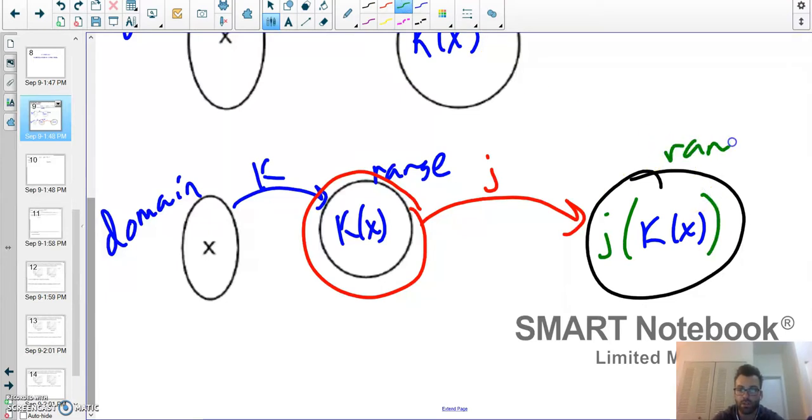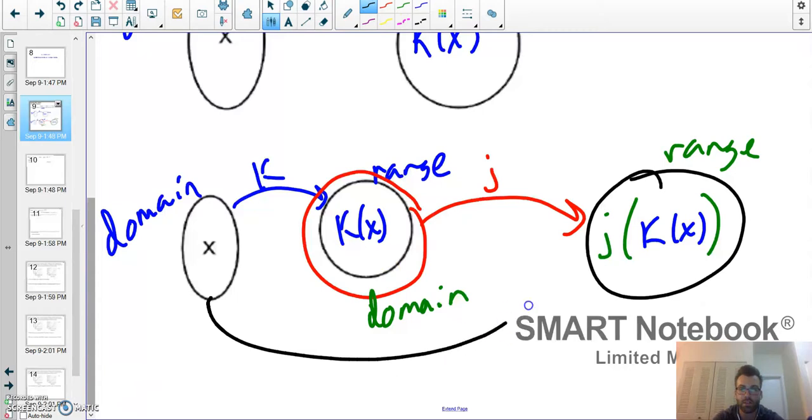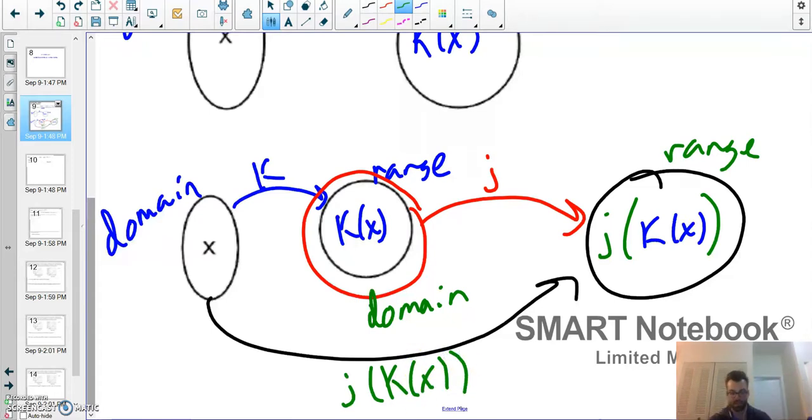So this would be our range of j. Really, what we're doing is, this k of x is technically, not range of j, this is our domain of our j function. So if you think about the composition of functions, if I'm inputting x, I could jump all the way here to j of k of x. That's kind of the circle example of a composition of functions.